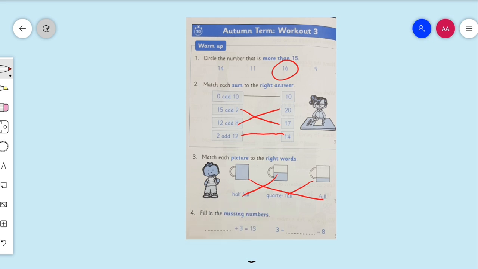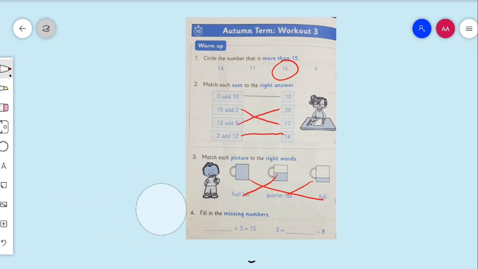The first, I'll just tell you the opposite of plus. The opposite of plus is take away, and the opposite of take away is plus. And then the opposite of times is divide, and the opposite of divide is times.